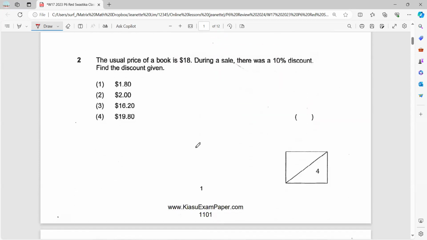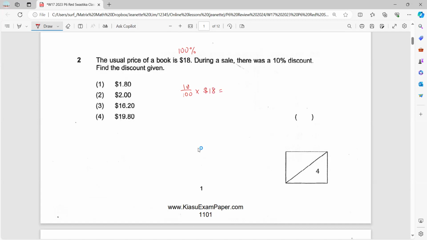Question 2. The usual price of a book is $18. During a sale, there was a 10% discount. Find the discount given. Okay, so what we are finding now is 10%. And since $18 is the usual price, $18 is 100%. Okay, so to find 10% of $18, I'll take 18 over 100 times 18.